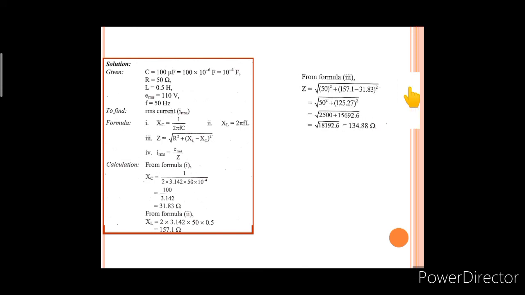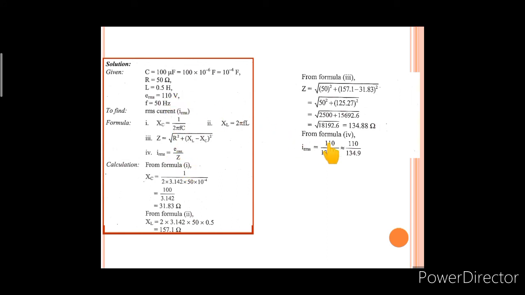Then we solve it and the value of Z we are getting as square root of 18192.6, whose result is 134.88 ohm. So the impedance Z is 134.88 ohm. After that, by using the fourth formula, we calculate IRMS, as IRMS is ERMS upon Z.